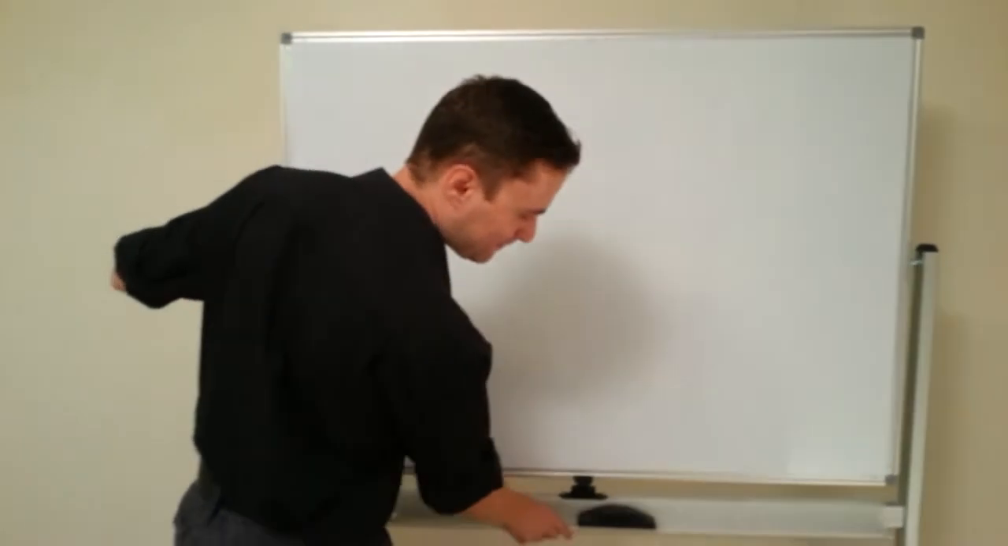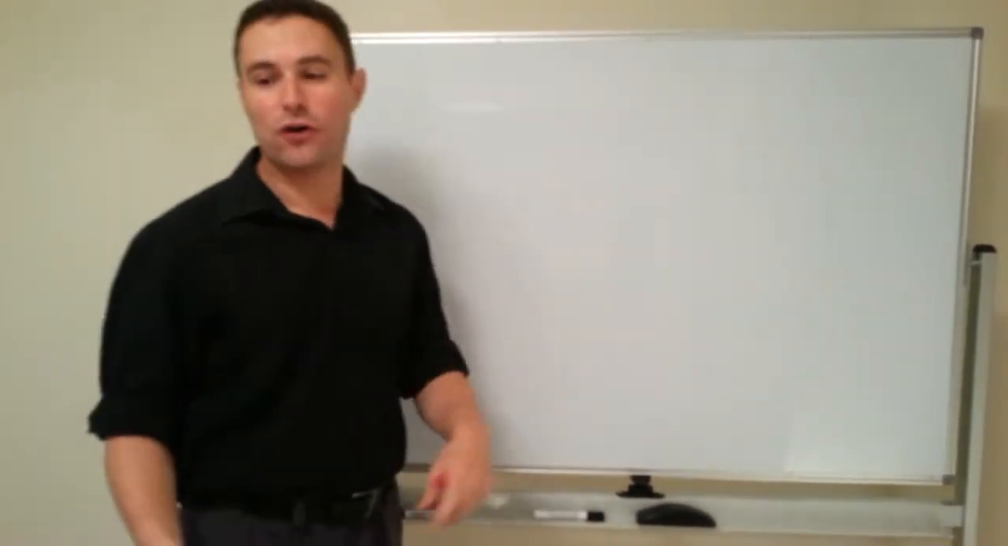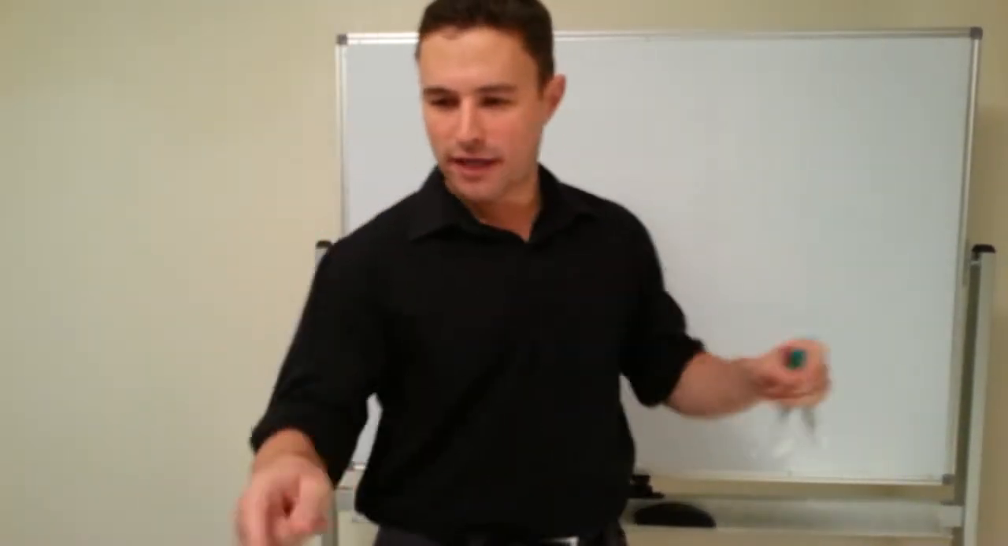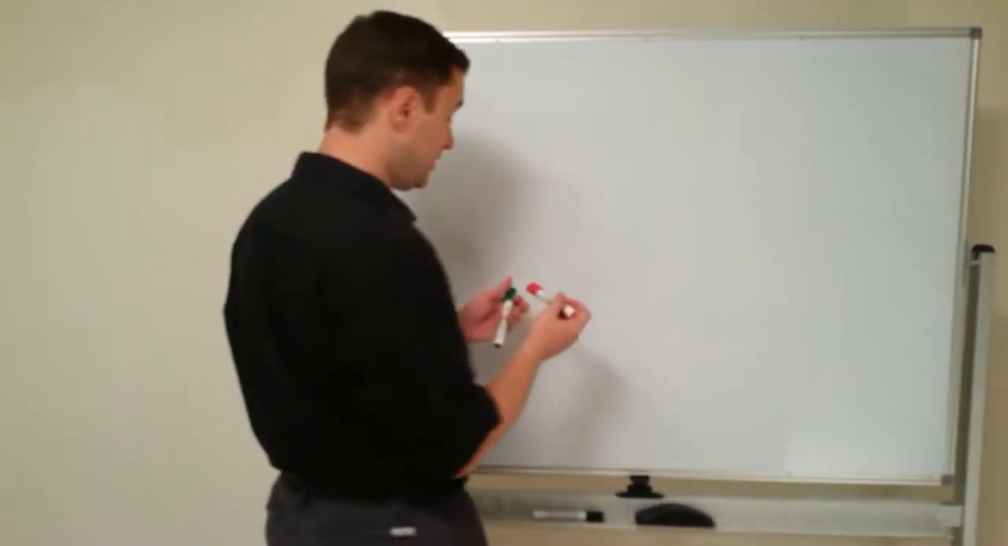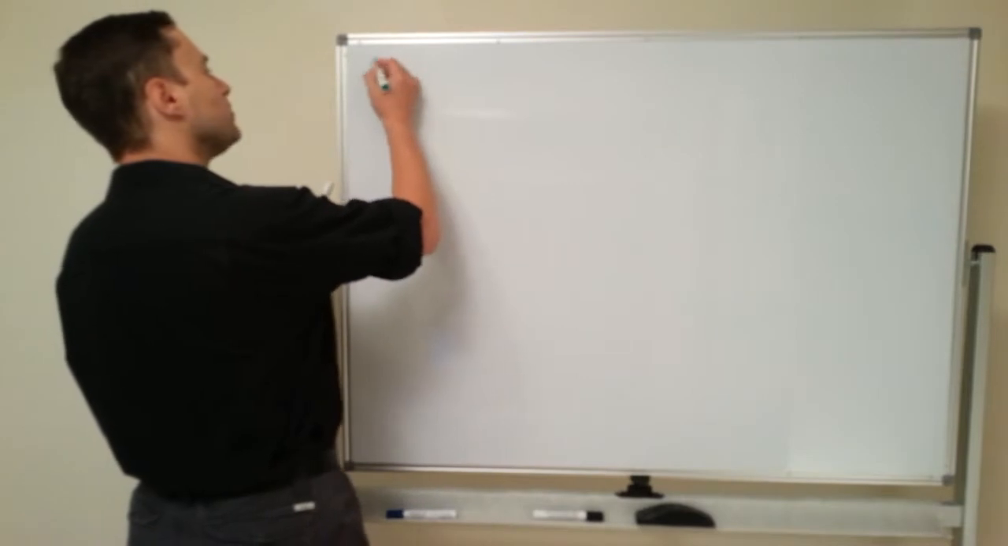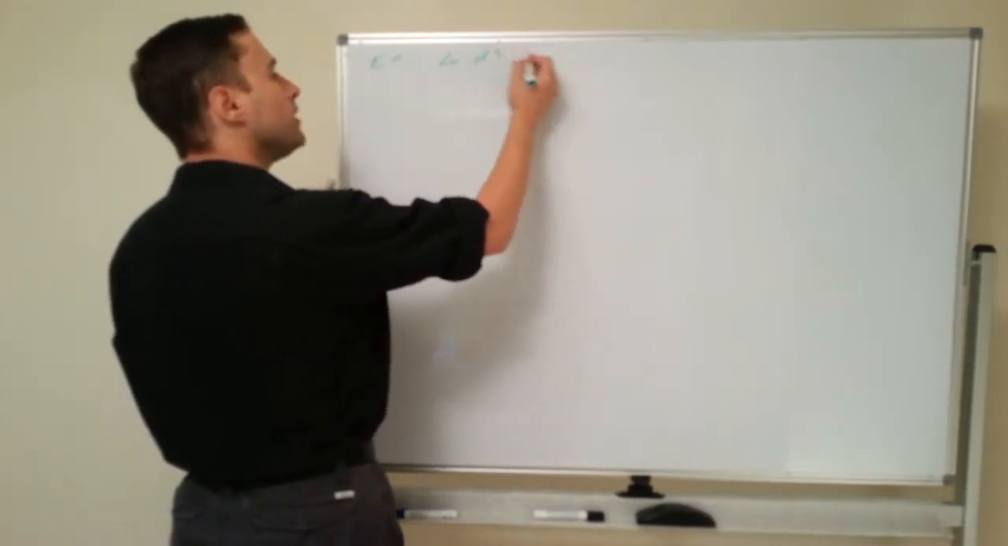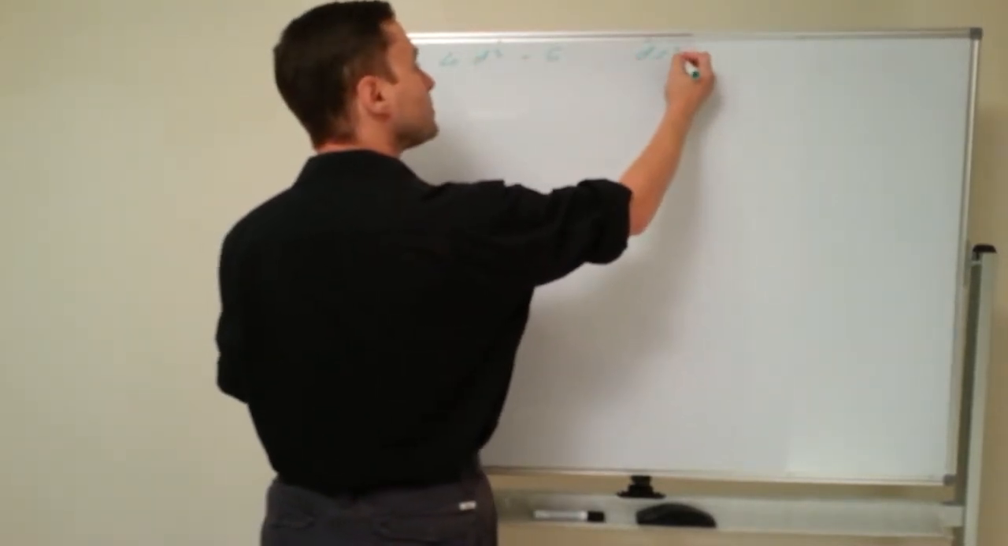Okie dokie. Alright, so now let's take a look at the next one. Next one, 4d squared minus 6, where d is 3. So here's the example: 4d squared minus 6, where d equals 3.